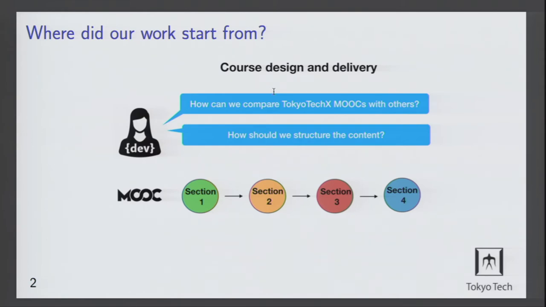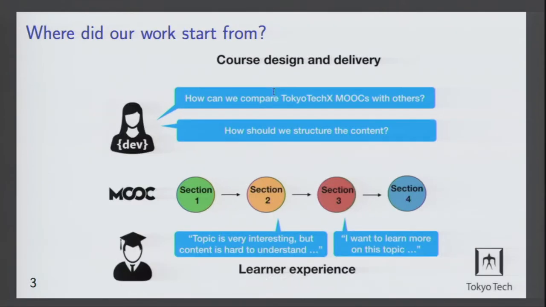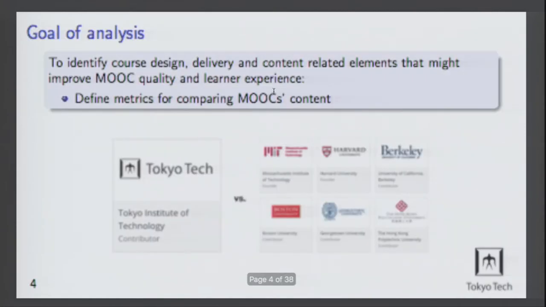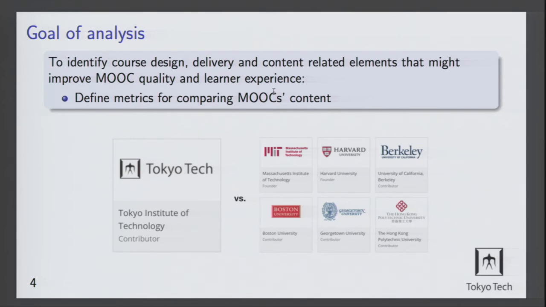Also, we're wondering how should we structure the course content? Sometimes it's very important from the learner perspective to align the course content. So whether the video should go first, how long the sequence of video should be in the course, and questions like that. We also had the learner experience data in terms of the feedback. For example, some of the learners commented that the course content was very interesting, but at the same time it was hard to understand. So having these questions in mind and user feedback, we decided to analyze the course content. The goal of our analysis was to identify the course design, delivery, and content-related elements which might improve MOOC quality and learner experience.